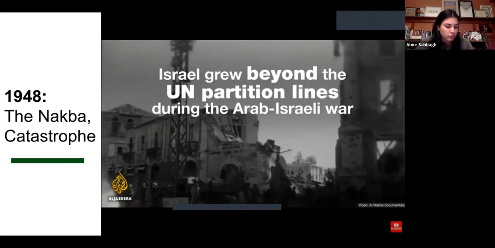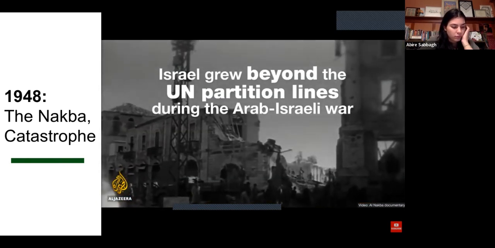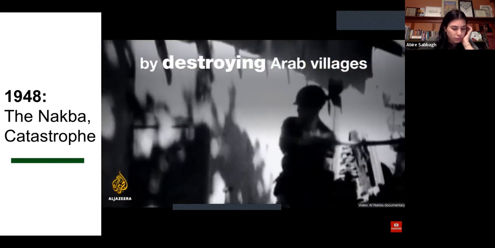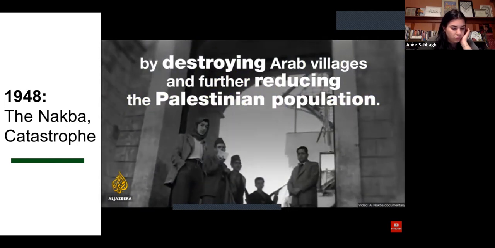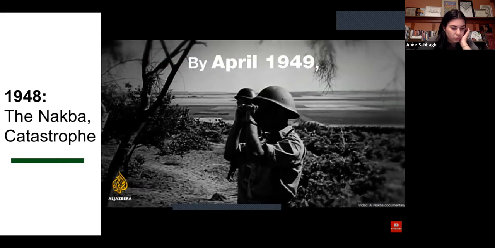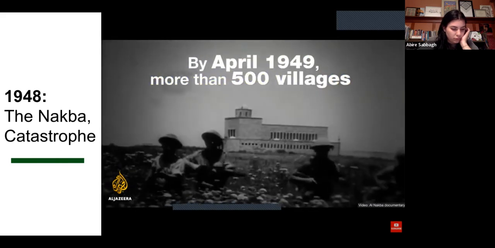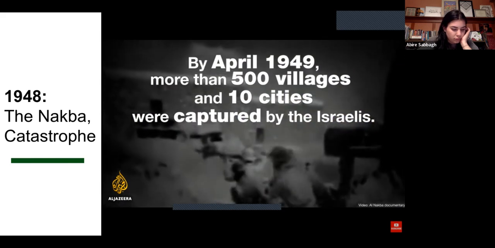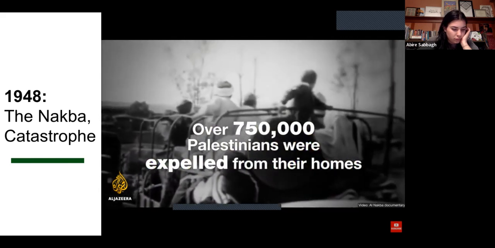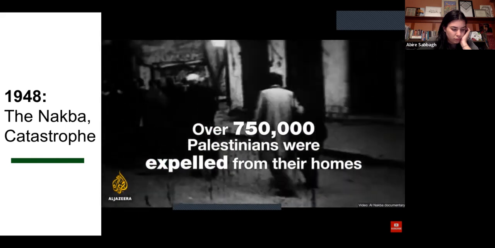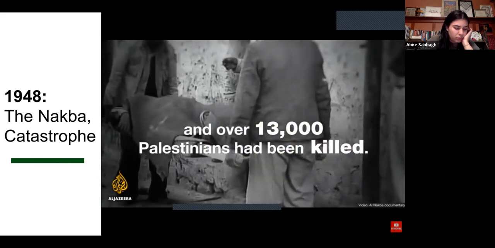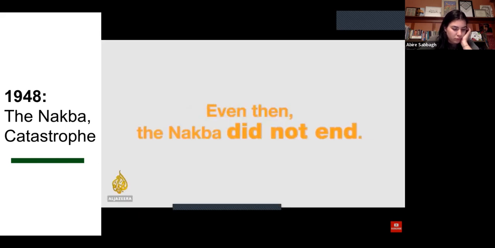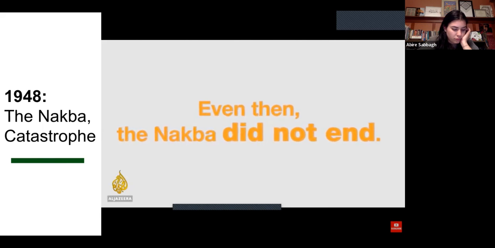Israel grew beyond the UN partition lines during the Arab-Israeli War by destroying Arab villages and further reducing the Palestinian population. By April 1949, more than 500 villages and 10 cities were captured by the Israelis. Over 750,000 Palestinians were expelled from their homes, and over 13,000 Palestinians had been killed. Even then, the Nakba did not end.